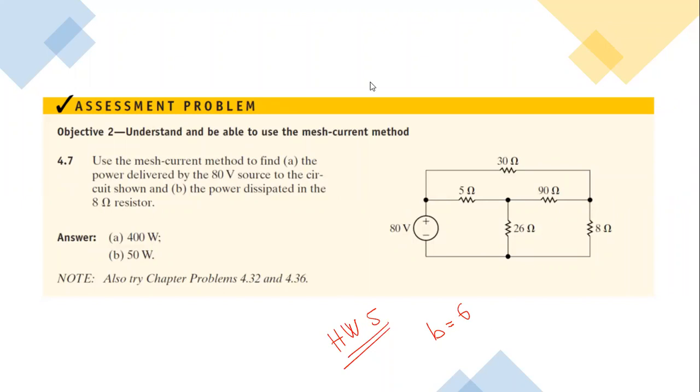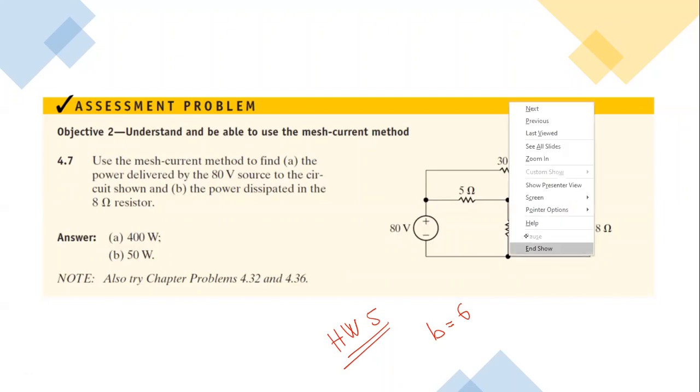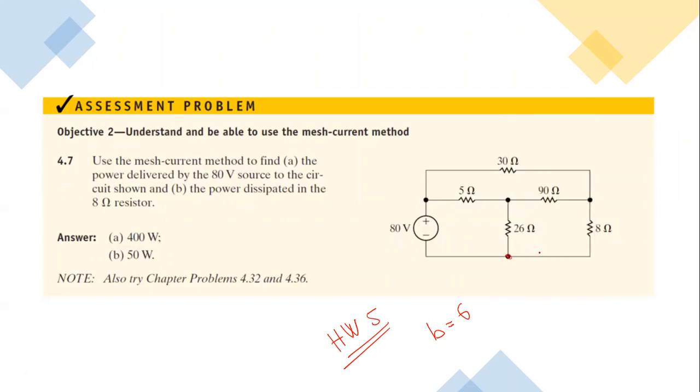Okay. So the branch is the path from one node to another node. So this will be one branch. This will be another branch. This will be branch number 3. This will be branch 4. This will be branch 5, and this will be branch 6. So we have 6 branches.